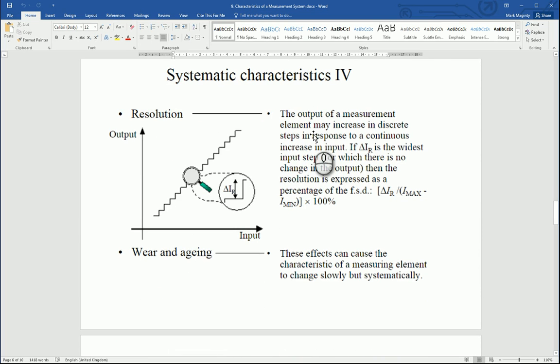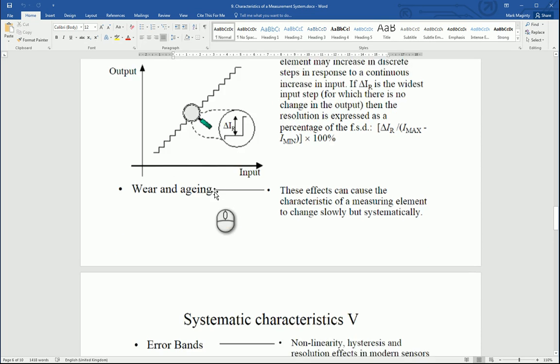Resolution: the system of a measurement element may increase in discrete steps in response to the continuous increase of an input. Basically, the change in the input resolution is the widest input step for which there's no change in the output. You should remember that from your PLC days. Then the resolution can be expressed as a percentage of full scale deflection, which we're not overly concerned about the formula, just being able to recognize what resolution is.